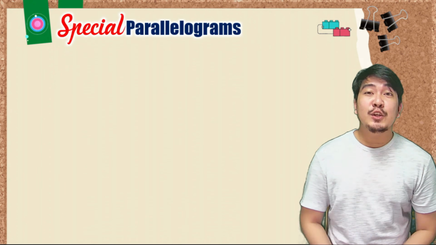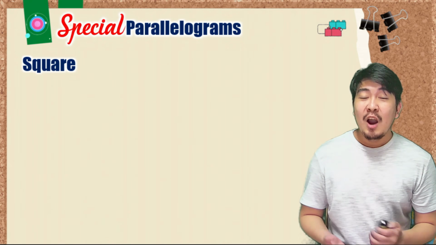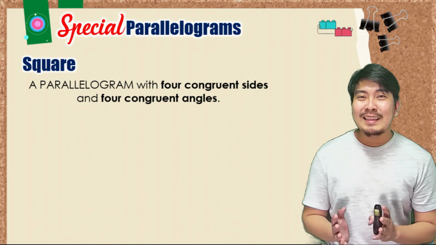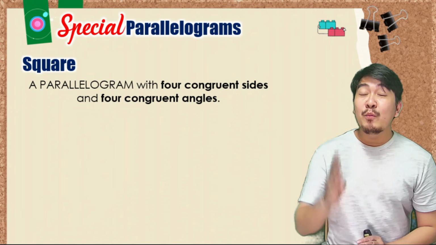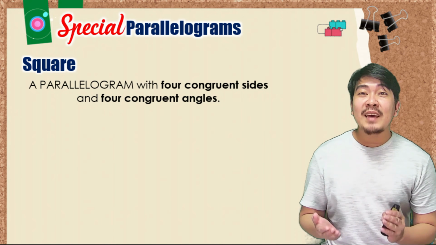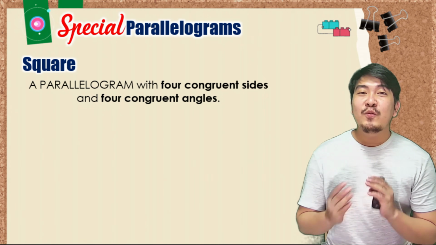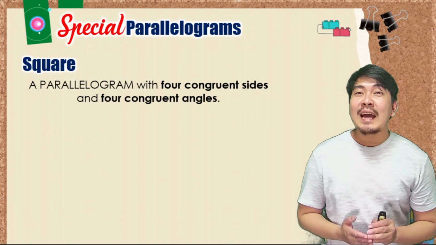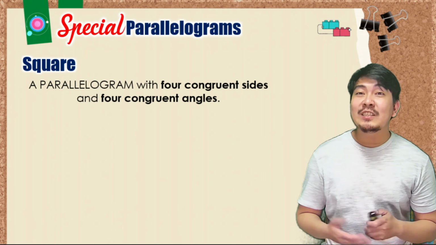Let us now go to the third type of special parallelogram, and that is what we call a square. What is a square? It is actually the combination of a rhombus, rectangle, and a parallelogram, making its definition a parallelogram with 4 congruent sides and 4 congruent angles. Yung 4 congruent sides na feature or property, saan niya yung nakuha? Kay rhombus. While 4 congruent angles, nakuha niya yun kay rectangle. These 4 congruent angles, take note, since 4 congruent angles yan, each angle measures 90 degrees.